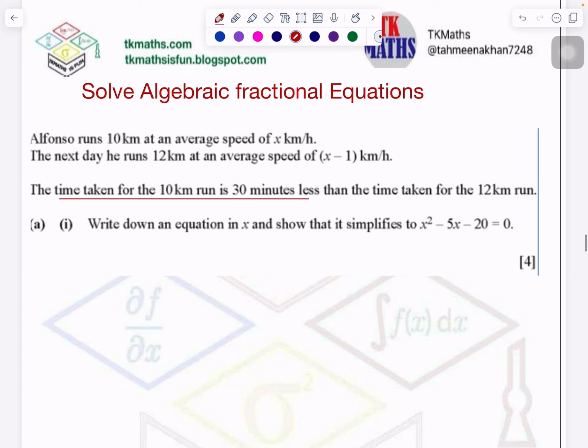In today's video, we will solve a word problem on solving algebraic fractional equation. We have solved one question earlier and you can see the link in the description below. So let's see the information here given to us.